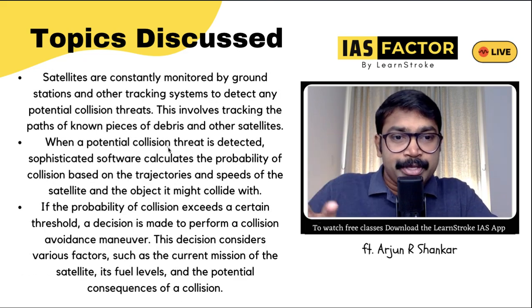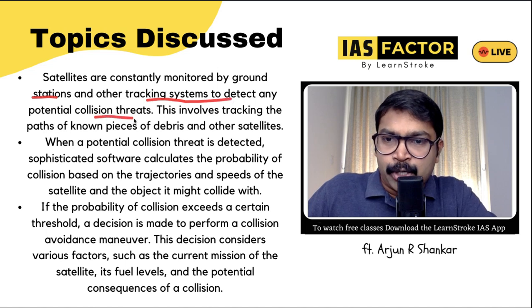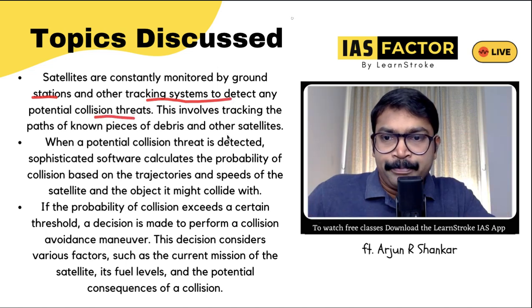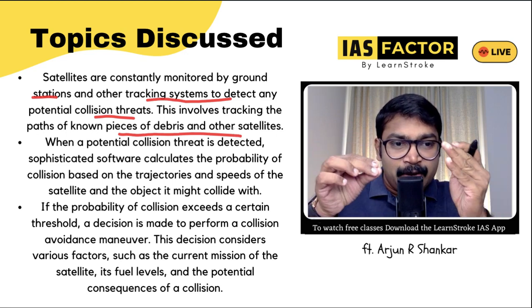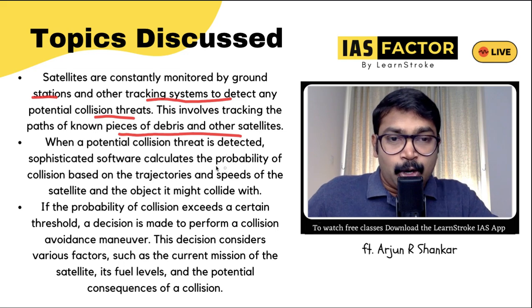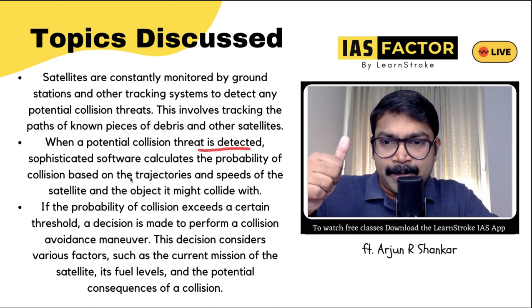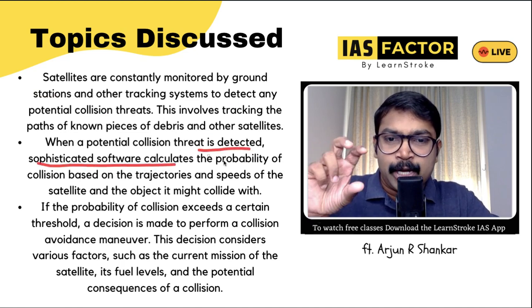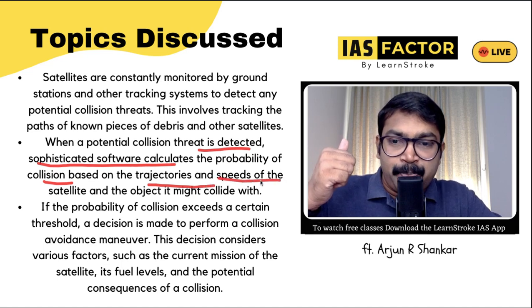Now let's understand how this collision avoidance maneuverability, or the CAM, works. Satellites are constantly monitored by ground stations, number one, and other tracking systems detect any potential collision threats, whether A or B is going to collide. They also track pieces of debris, because a debris or an item can even collide with another object or a satellite. When a potential collision threat is detected, sophisticated software calculates the probability of the collision based on the trajectory and the speed of the satellite.